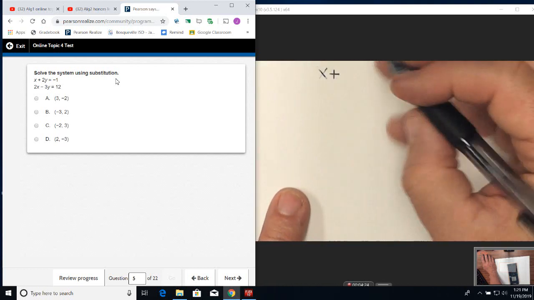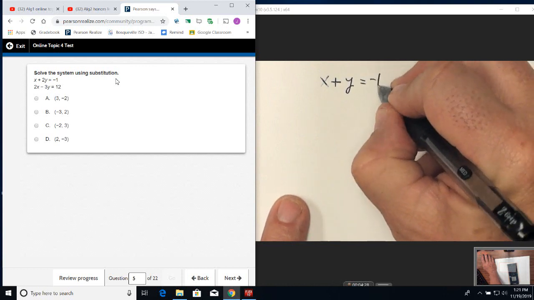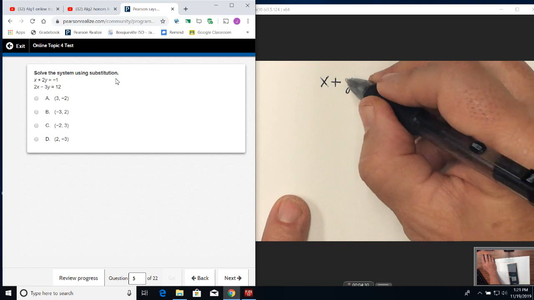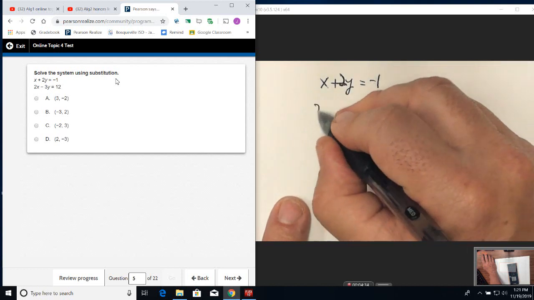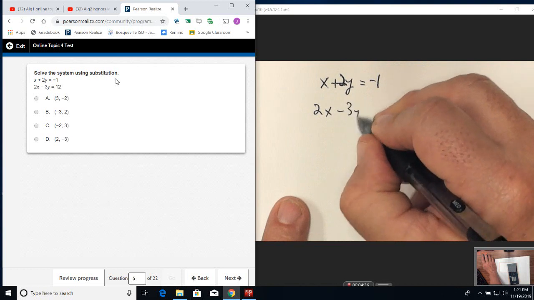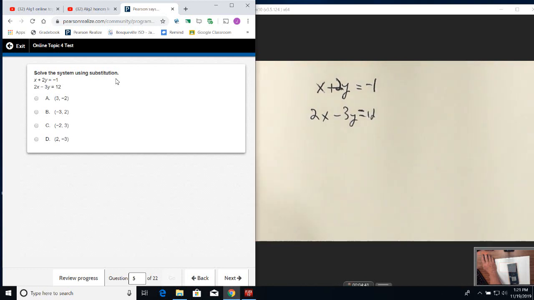My equations are x plus 2y is equal to negative 1. That's my first equation. Oh, it's 2y, sorry. X plus 2y is equal to negative 1. And my second equation is 2x minus 3y is equal to 12. So to solve this by substitution, I pick an equation and solve for a variable. Pick any equation and solve for any variable you want. Which equation do you want to pick? Top or bottom?